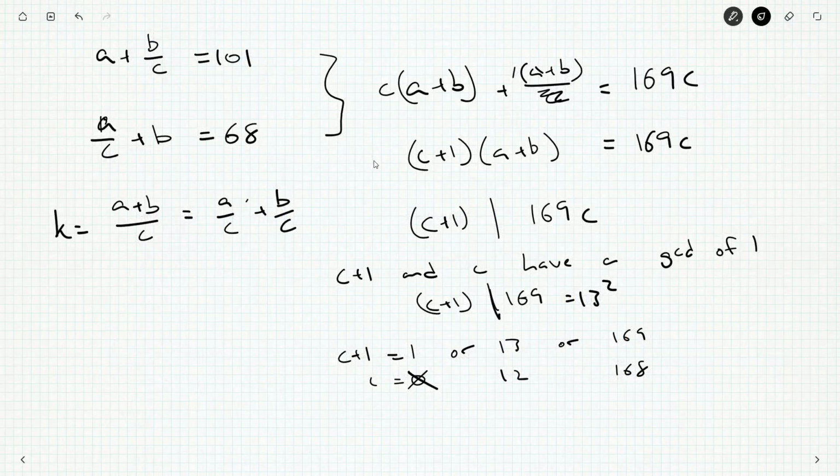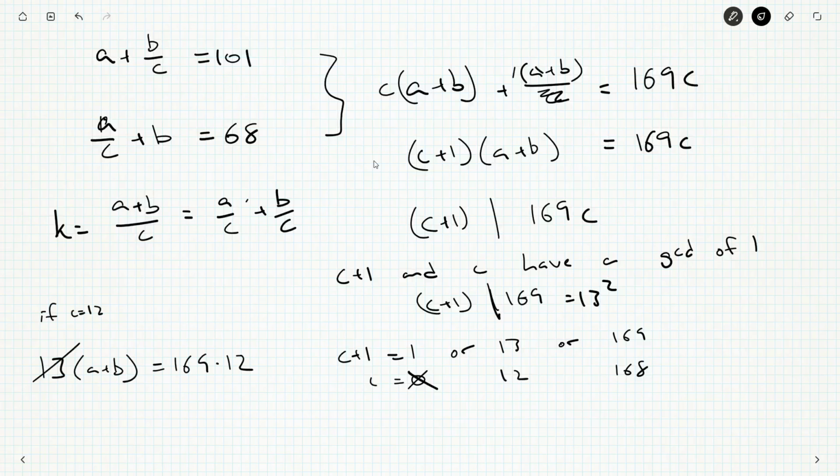What could we do to figure it out? Well, if c + 1 is 13, then we get a + b, and then we get 169 times 12. So if c is 12, we cancel out a 13 there. a + b would be 12 times 13, which is 156, I think. 156. Okay, I see no immediate problem with that.